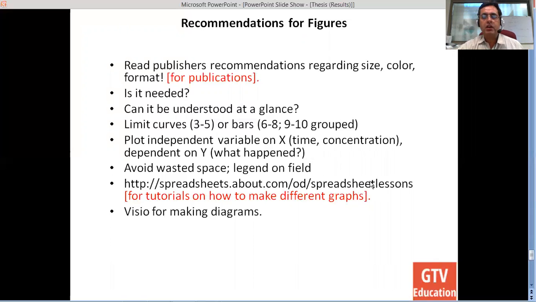You can go to the site spreadsheets.about.com for tutorials on how to make different graphs. And you can use the program Visio for making diagrams. Many students ask how we can make the different diagrams that you see in the literature. Those diagrams can be made by different software programs available on the internet, including this one, Visio.